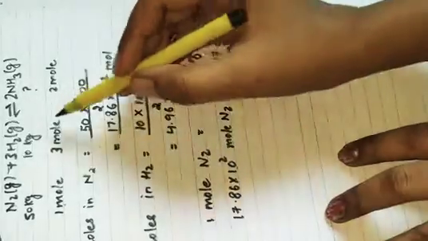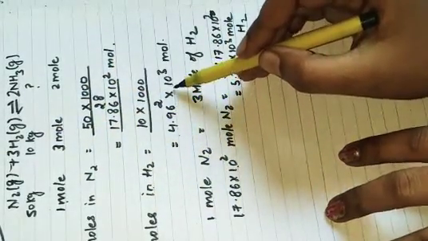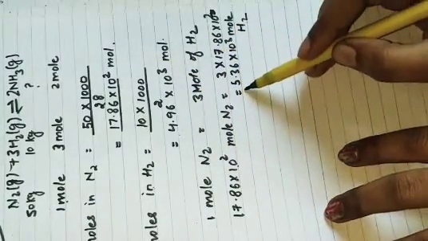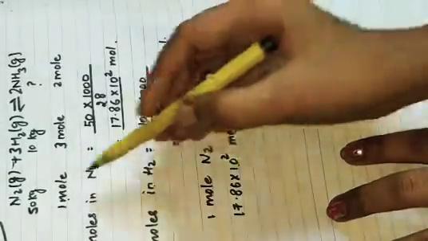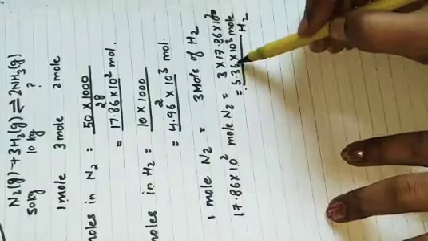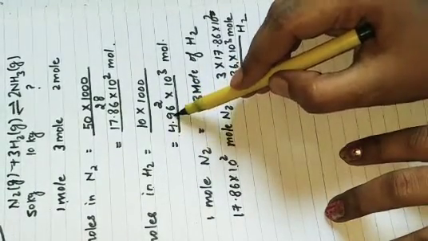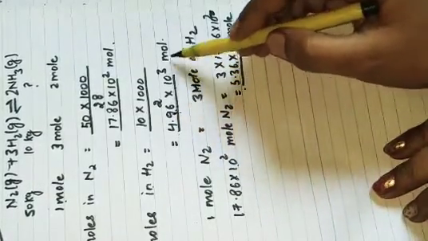But in the question we have calculated how many moles of H2 are present in this gram, that is 4.96. So which one is less? Actually our requirement is this, but we have only this. So think: to react with 50 kg of nitrogen, we require this much hydrogen, but we have only this much. So for us, which is the limiting reagent? This hydrogen. Because of hydrogen our reaction gets stopped.